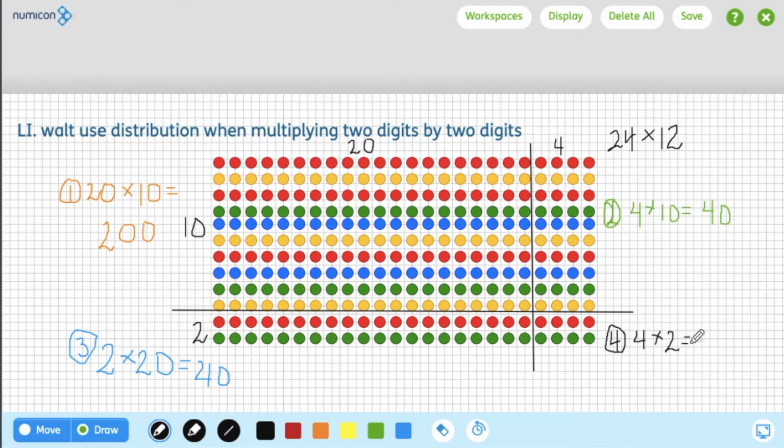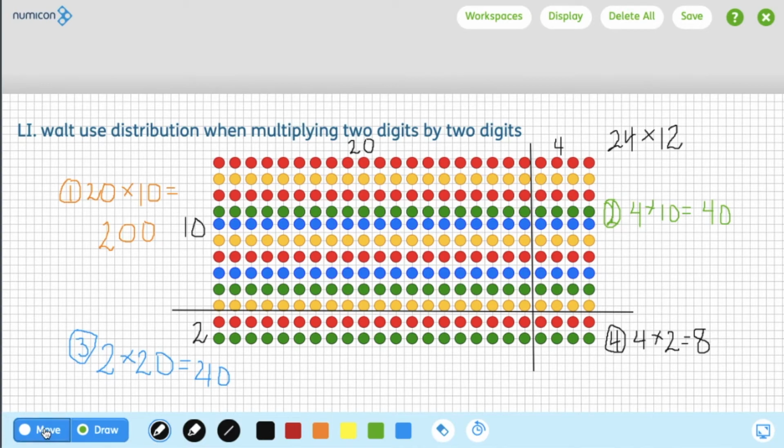So it's the same principle as before. I'm just splitting my array into more manageable chunks. The only difference now is that instead of having 2 or 3 separate chunks, I now have 4 separate chunks. Okay? And then what I would do after that is add them all together. So 200 plus 40 is 240, plus another 40 is 280, plus this 8 is 288.